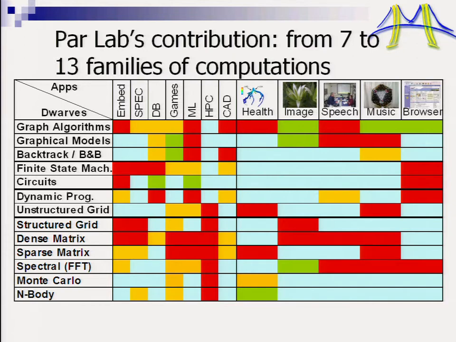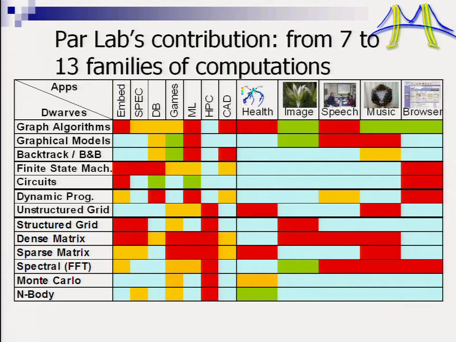In this graph, we see the computations we identified along the x-axis at the top, and the labels are on the right. We have 5 particular applications that we looked at that were fairly diverse. Then we also looked at entire classes of computations that had some embodied literature: the EEMBC benchmarks in embedded computing, SPEC benchmarks for general-purpose computing, databases, games, machine learning, high performance computing, and computer-aided design of integrated circuits. Red means that something shows up a lot here.